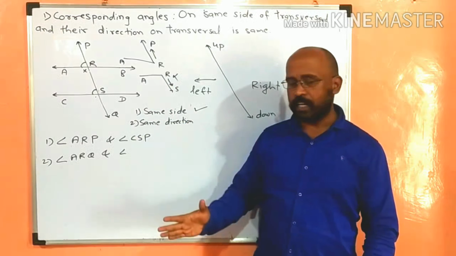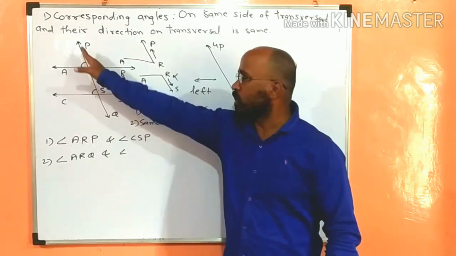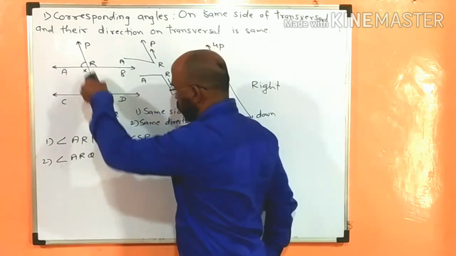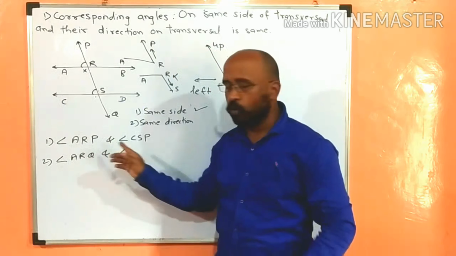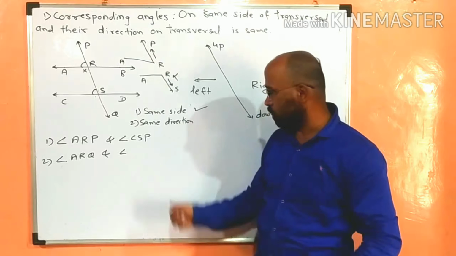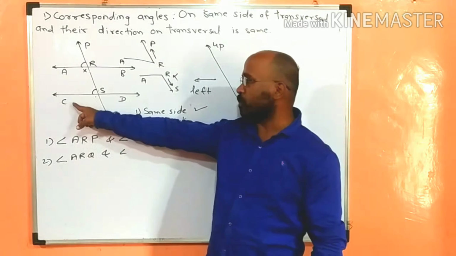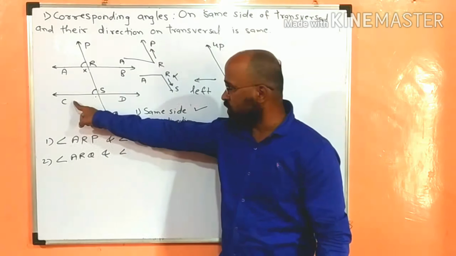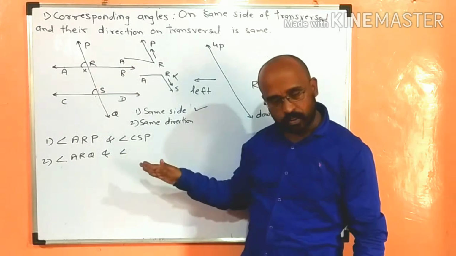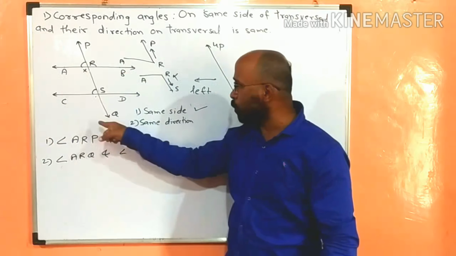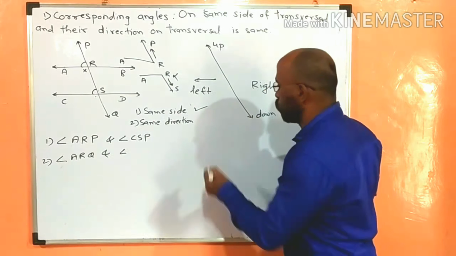So let us see the next angle. Next angle is CSQ. CSQ is on the left side of this transversal PQ. Clear? So CSQ and ARQ both are on the left side of the transversal. So same side, this criteria is fulfilled. Next, let us see the direction of CSQ on the transversal. CSQ has two arms, CS and SQ. SQ is going towards down on the transversal. In case of ARQ, RQ is also going towards down. So same direction, this criteria is also fulfilled.